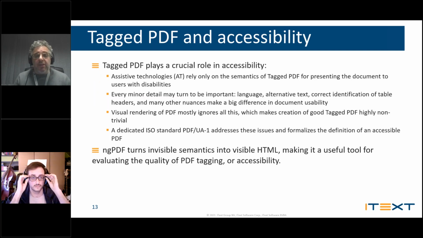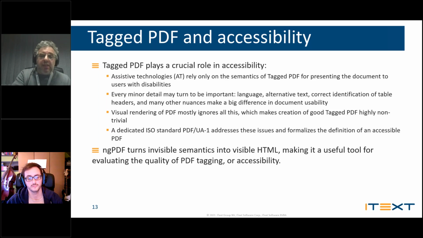And this tagged structure, the semantic tree, plays a crucial role in accessibility. In fact, when a screen reader tries to voice a given PDF document, especially to a disabled person, it reads just the semantic tree. It ignores everything else, ignores all other visual aspects of the PDF document. It just navigates through the tree and voices it over to a user. So every minor detail turns out to be extremely important, like language, alternative text for images, correct identification of all the semantic elements, etc. There is a dedicated ISO standard called PDF/UA-1 that addresses how to make sure that all these minor things are done in a correct manner, so that the assistive technology is able to provide the best user experience for a disabled person.